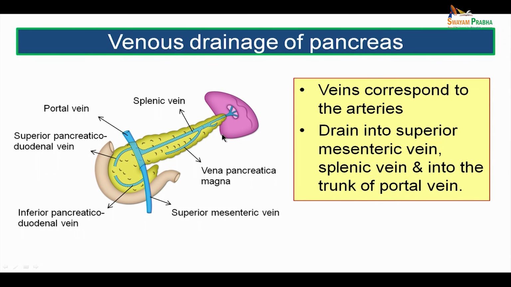Moving on to the venous drainage of the pancreas, veins correspond to the arteries and drain the blood into the superior mesenteric vein, the splenic vein and the trunk of the portal vein. This picture shows us the veins draining into the splenic vein, the superior mesenteric vein and these two together forming the trunk of the portal vein.